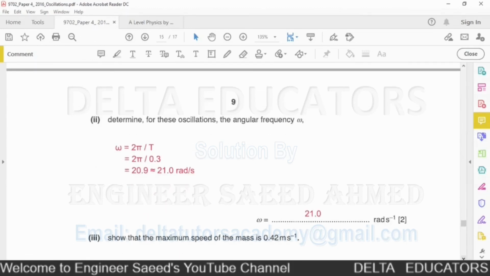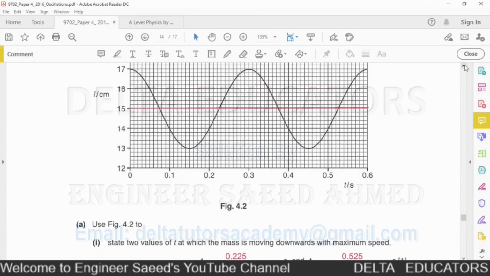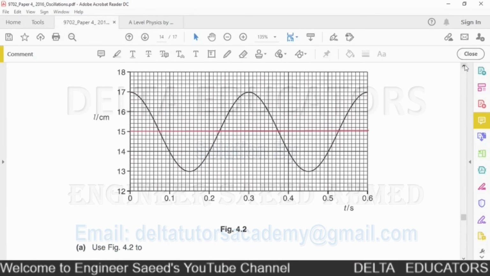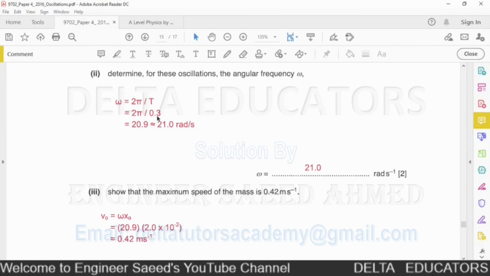Second part, determine for three oscillations the angular frequency omega. Angular frequency is given as 2 pi over T, where T is the time period. Now time period is the time taken to move from one crest to another crest. Here it is the first crest, it is the second crest, and the time taken to move from the first crest to the second crest is 0.3 second. So the time period is 0.3 second. By solving this, we will get 20.9, that is approximately equal to 21 radian per second.